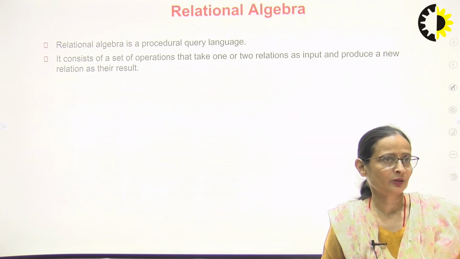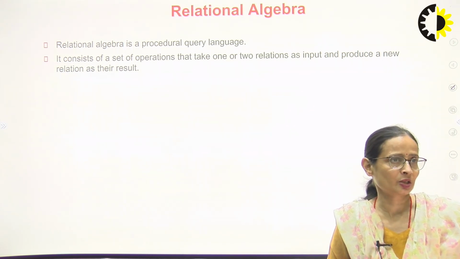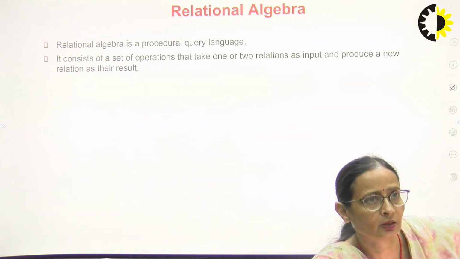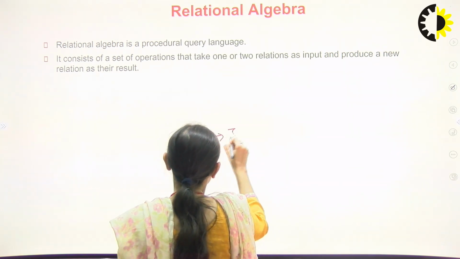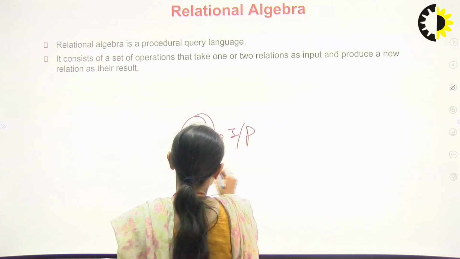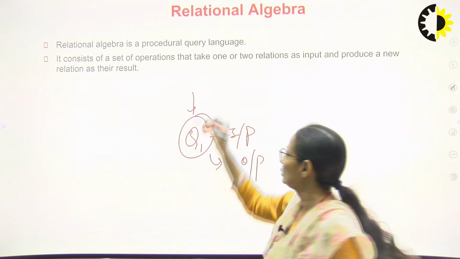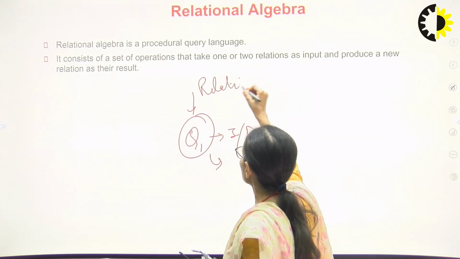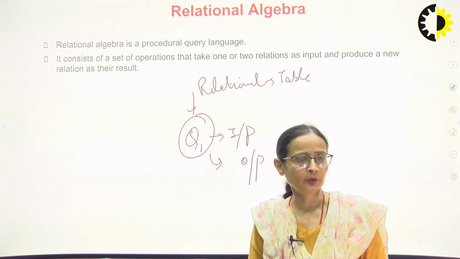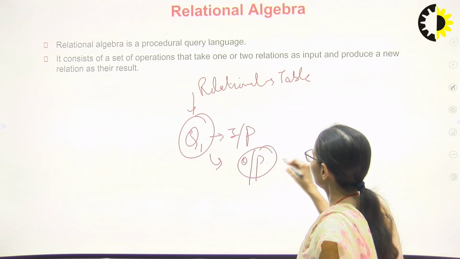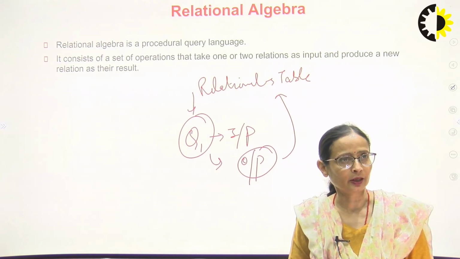Moreover, it consists of a set of operations that take one or two relations as input and produce a new relation as their result. So, what is the meaning of this? That is, you are giving some query as an input, and this query is producing some result, that is output. So, what are you passing in this query? You are passing a relation. And what is a relation? In SQL query, we call it a table, and in return what we are getting is again a relation, and this relation again can be a table, it can be a view.